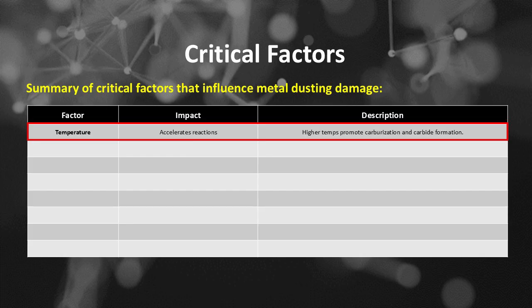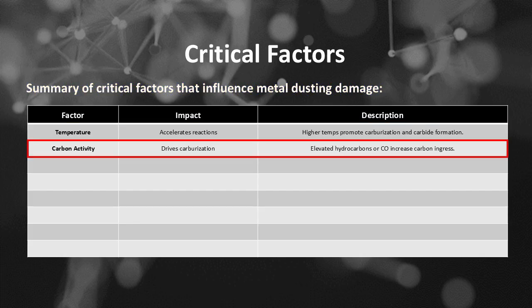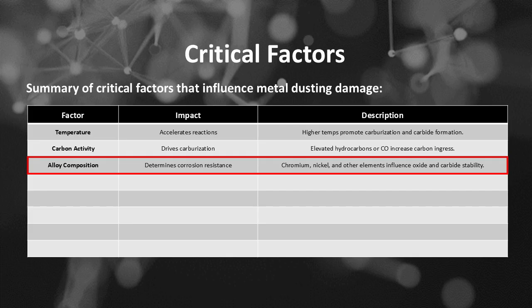The factor is temperature, and its impact is that it accelerates reactions. It is described as higher temperatures promote carburization and carbide formation. The factor is carbon activity, and its impact is that it drives carburization. It is described as elevated hydrocarbons or CO increase carbon ingress. The factor is alloy composition, and its impact is that it determines corrosion resistance. It is described as chromium, nickel, and other elements influence oxide and carbide stability.